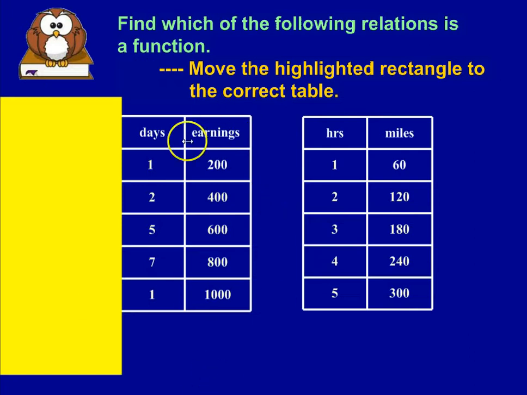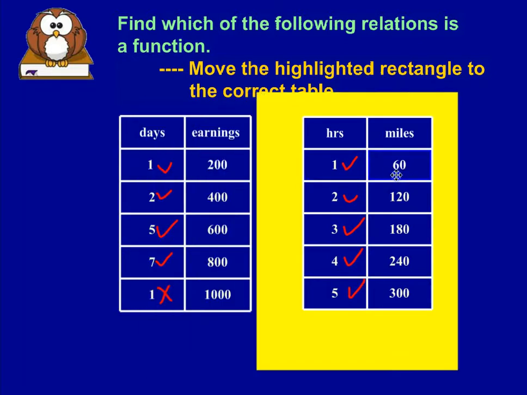Now we're going to move this yellow tab to whichever one is not a function. Let me check everything. My x values should not repeat. 1, check, 2, check, 5, check, 7, check, 1, no. This is not a function. What about the next one? 1, 2, 3, 4, 5. This is a function. So that means I'm going to highlight this one.